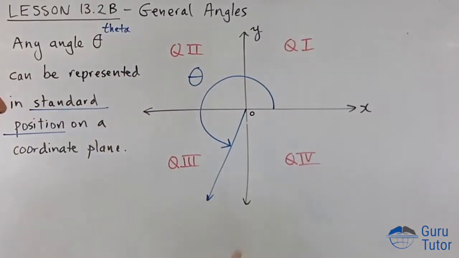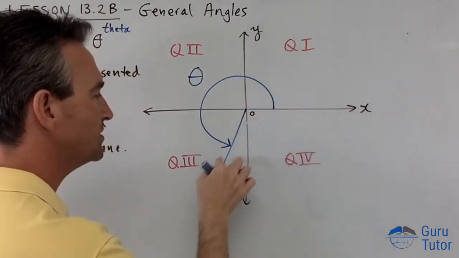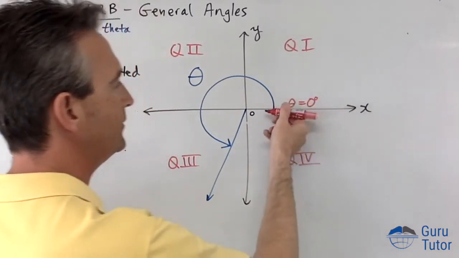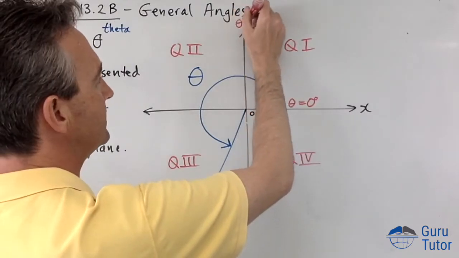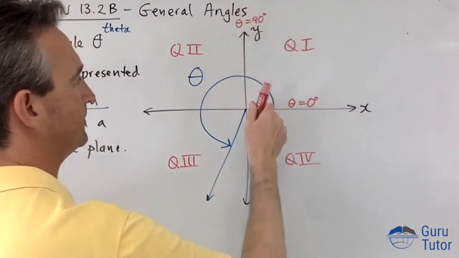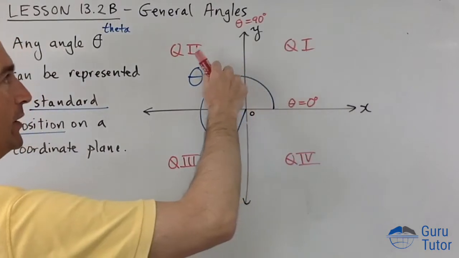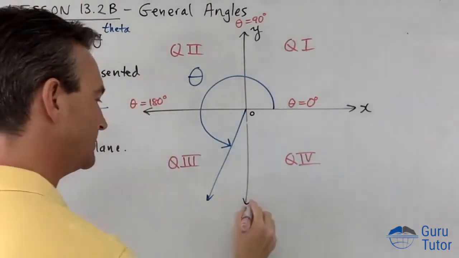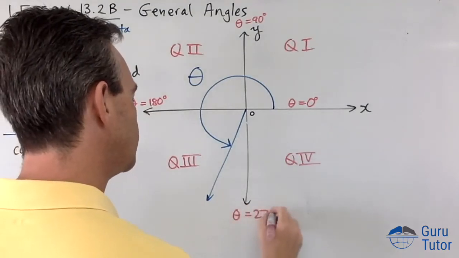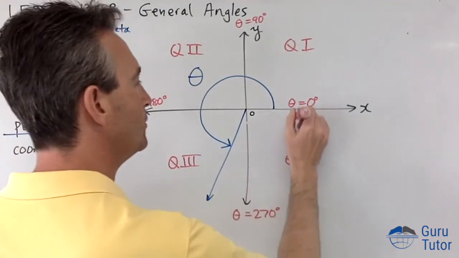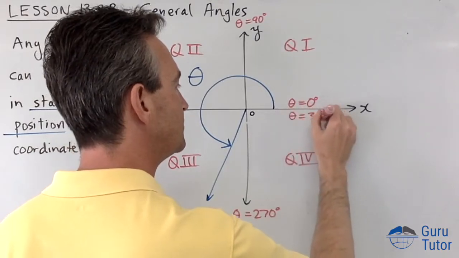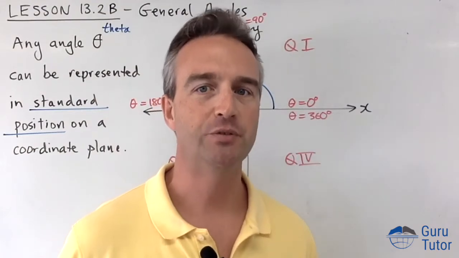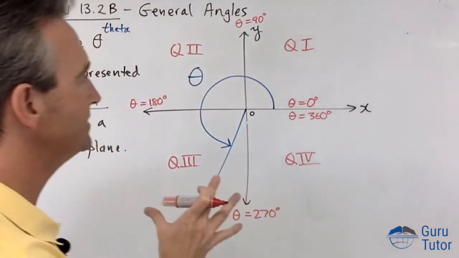And this is called the initial side and the terminal side, I think. Here, by the way, theta is 0 degrees. If you're up here, theta is 90 degrees, if it goes to the positive y-axis. If it comes all the way around here, theta is 180 degrees. If it comes all the way around down to here, theta is 270 degrees. And when you come all the way back here, theta is 360 degrees. So in a sense, 0 degrees and 360 degrees are the same angle when we're talking about standard position.